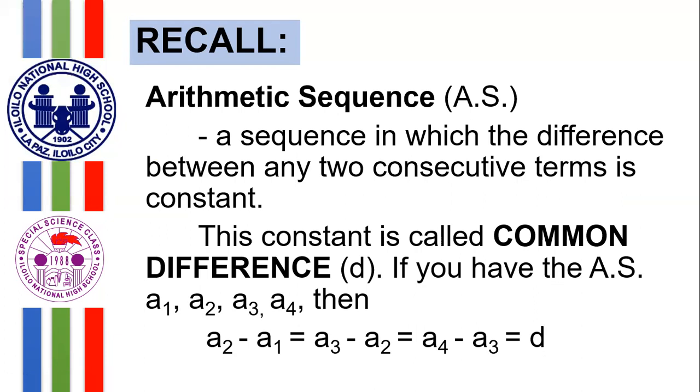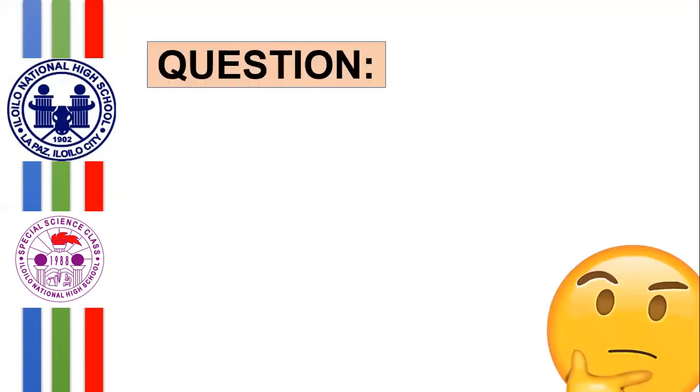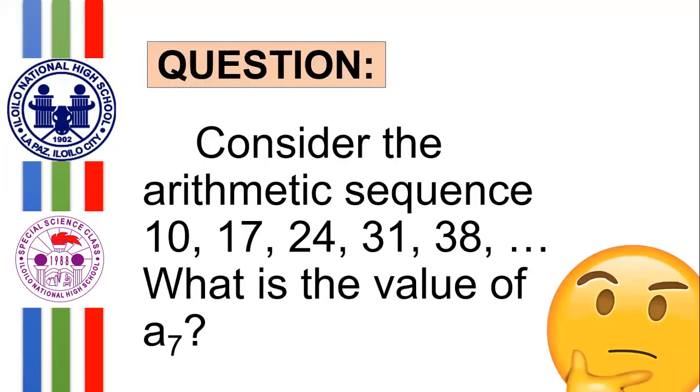I hope we could still recall this. For example, let's consider this question. Consider the arithmetic sequence 10, 17, 24, 31, 38, and so on. What is the value of the seventh term? Before we get the value of the seventh term, I stated here it's arithmetic, but if you wish, you could actually verify that using the definition I gave earlier.